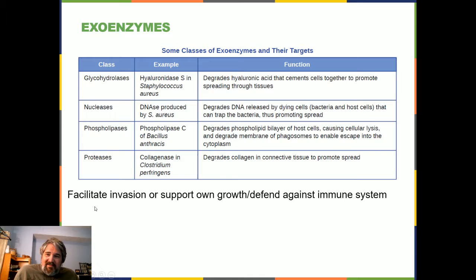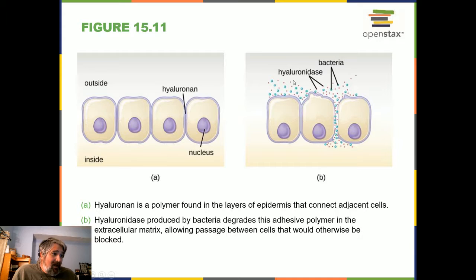So again, these are classes, these are chemicals that facilitate invasion or support the growth of the organism, defend against the immune system. We have a cartoon for that next. Here we go. So hyaluronidase, able to degrade the binding between cells, helping allow the bacteria to slip between the epidermal cells.